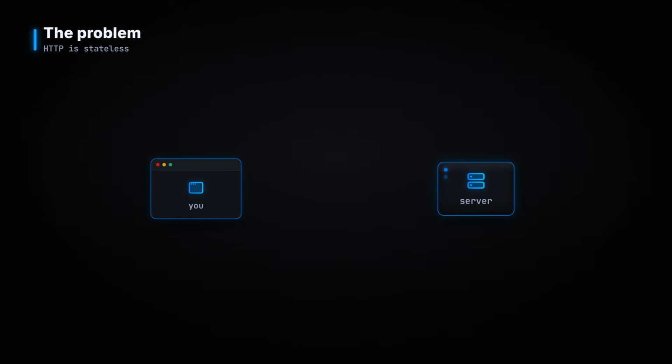Let's start with the problem both of these are trying to solve. HTTP is stateless. Every request is independent. The moment your login request finishes, the server forgets you ever existed. On your next click, you're just another anonymous request. So after you log in, we need a way for the server to recognize you on every future request. Sessions and JWT solve that exact problem. But they do it in completely opposite ways.